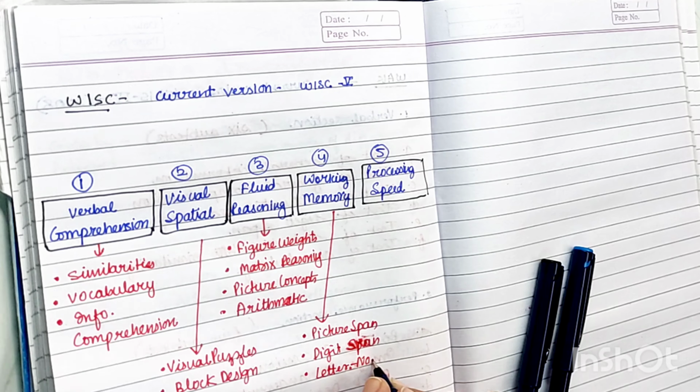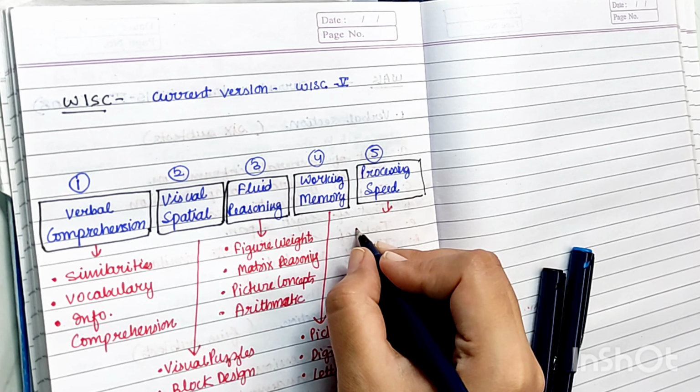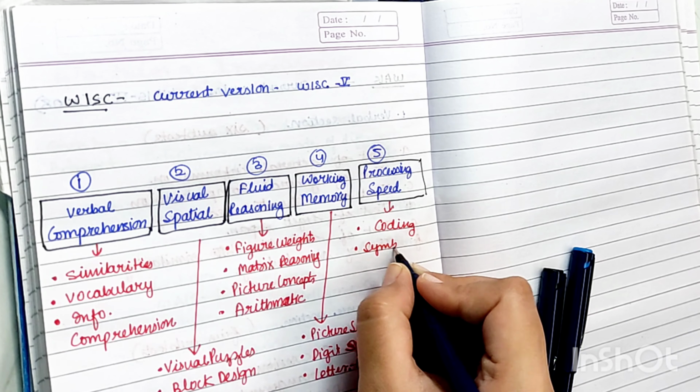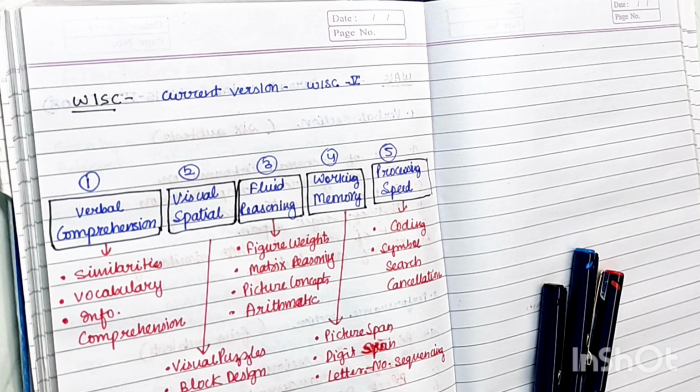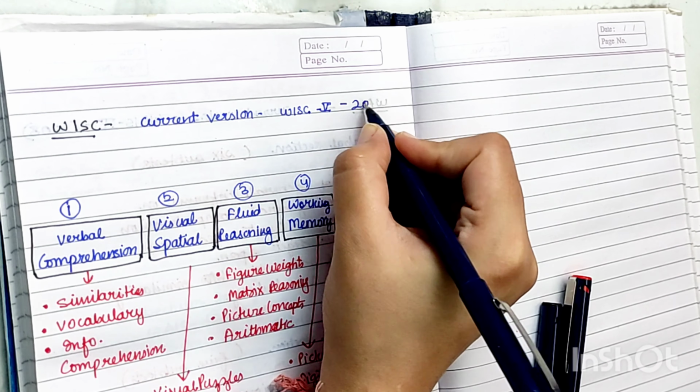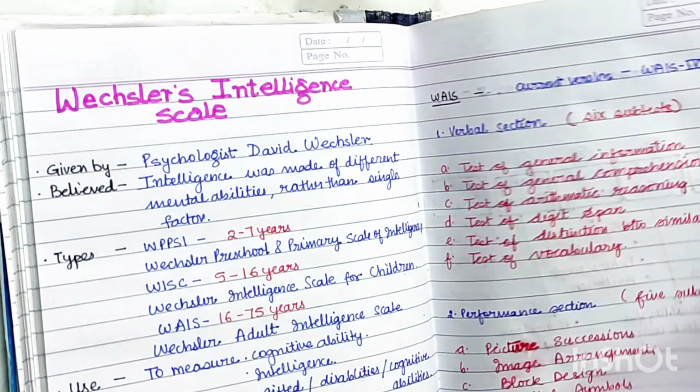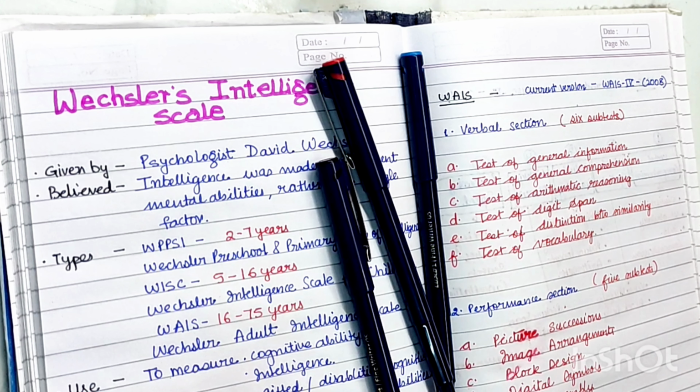Next, moving on to the fluid reasoning test. This test measures different domains like figure weights, matrix reasoning, picture concepts, and arithmetic. Now, the fourth domain is working memory, which measures picture span, digit span, and letter-number sequencing. The last part of WISC is processing speed, which measures coding, symbol search, and cancellation. So, these are all the different tests which WISC has for children in the age range from 5 to 16 years old.